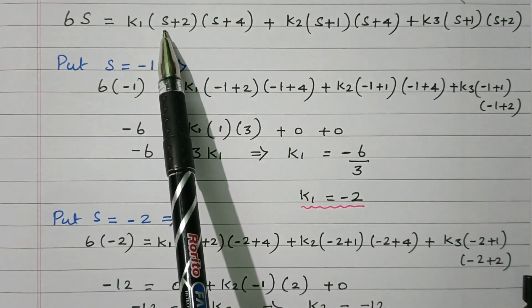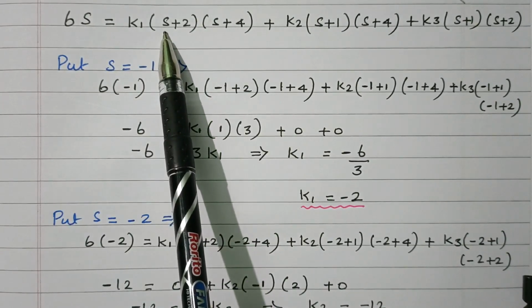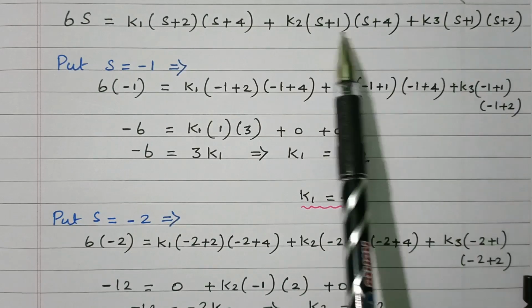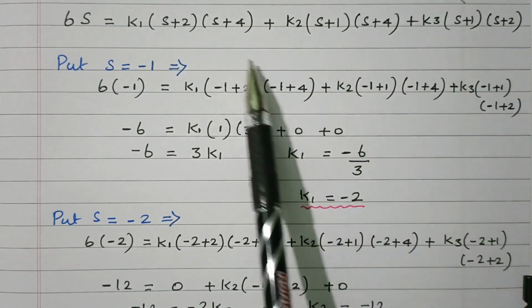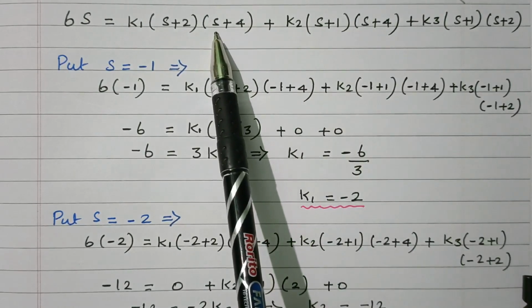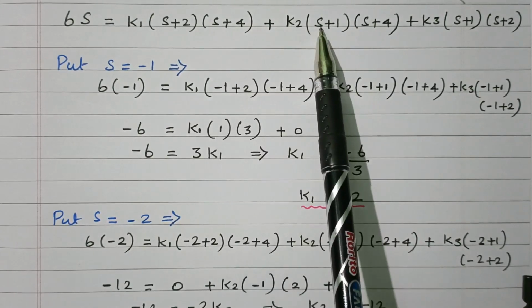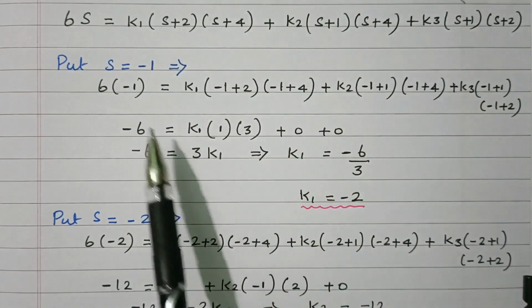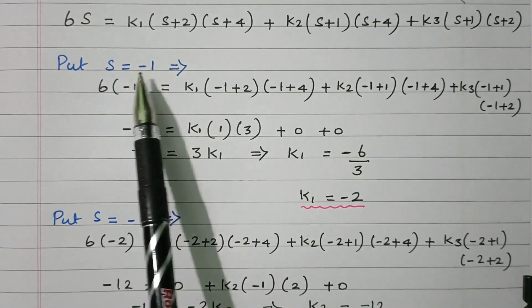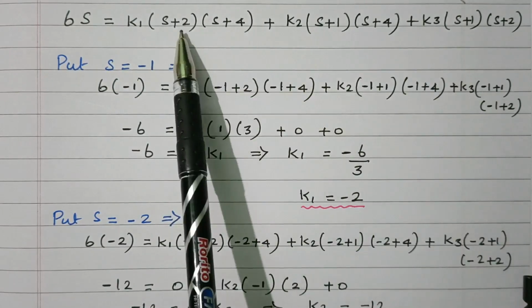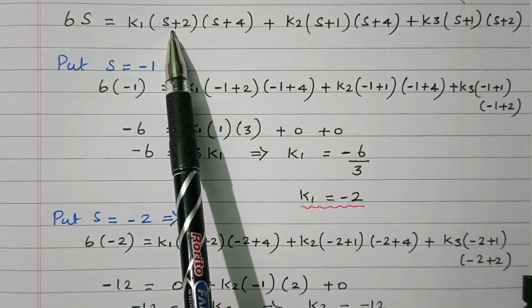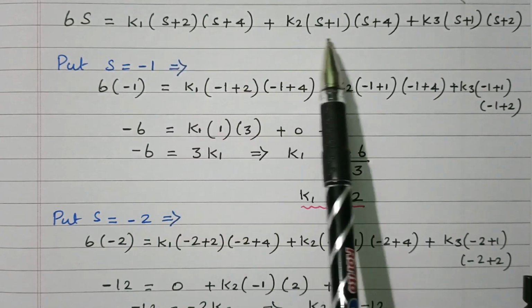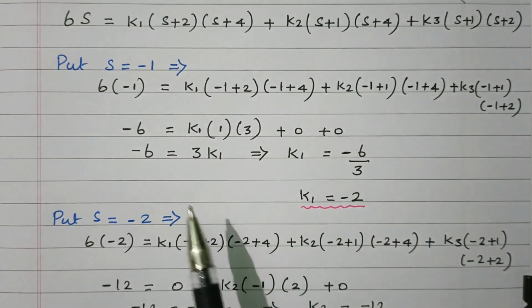Similarly, if we substitute s equal to minus 2, this term and this term got cancelled. We can easily find k2. If we substitute s equal to minus 4, this k1 and k2 cancel. We can find k3. So select the s value such that it will cancel the terms. So s plus 2 is there, so we will substitute minus 2. Here minus 4. Here minus 1. We can select the value.